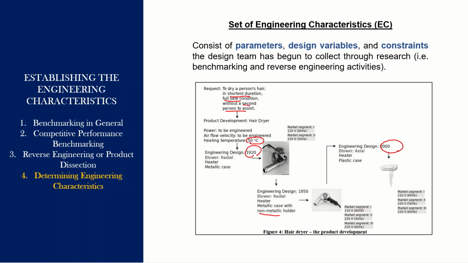Market segment 1 has a different frequency. And then moving to the year 2000, the type of blower changed from radial to axial, using a fully plastic case, which means that it is feasible to use a plastic case in the hair dryer as times evolve.